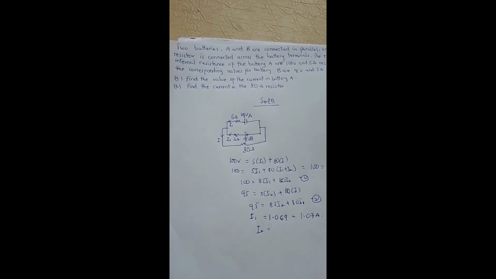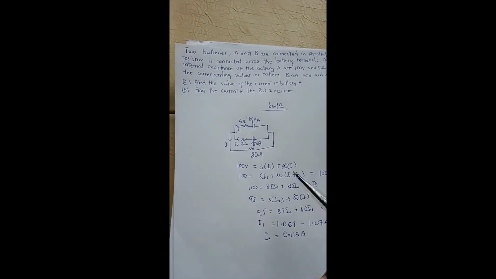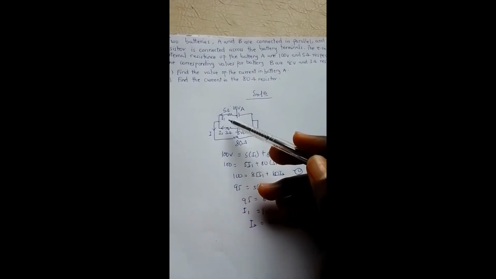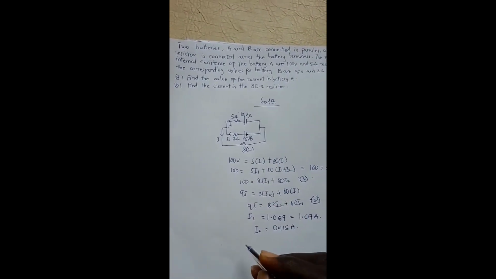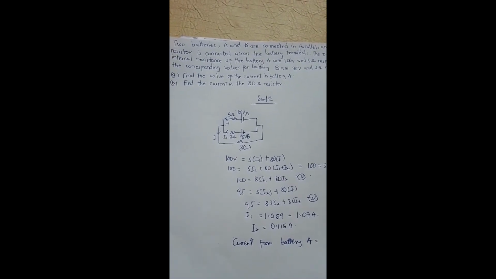Now let's see I2. I2 is the current coming from battery B, and that is giving me 0.115 amperes. So this answers the A part. The A part says find the value of the current in battery A. So from here you can see that the value of the current from battery A is the same as I1, as we showed I1 coming from battery A. So the current from battery A is equal to 1.07 amps.